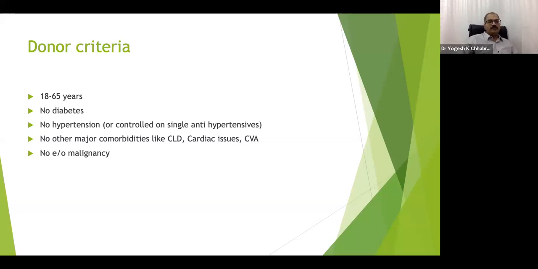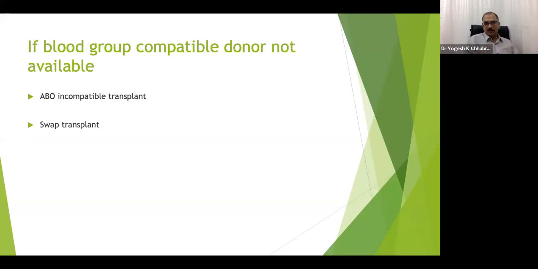Mostly we try to go ahead with a blood group compatible renal transplant, but if someone does not have an adequate donor, then we can opt for an ABO incompatible transplant, or we might opt for a swap transplant, where a pair with the opposite blood group can donate in a vice versa manner and help us go through the transplant. And this is what I would like to highlight as a broad description of chronic kidney disease and its management and prevention.